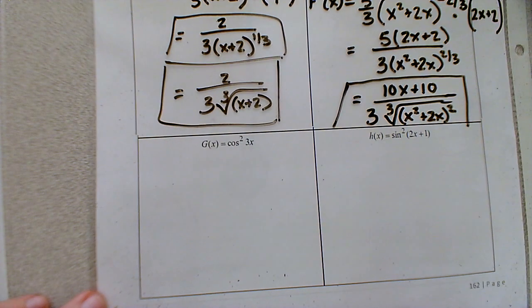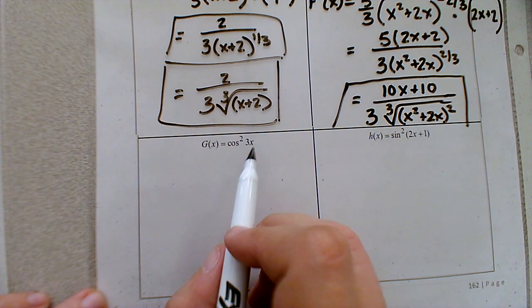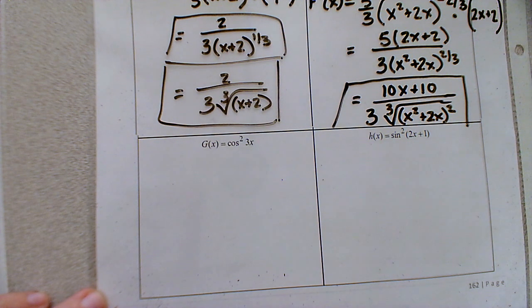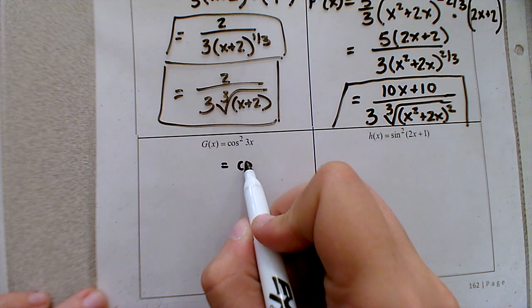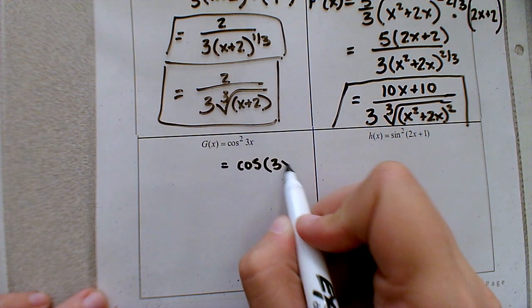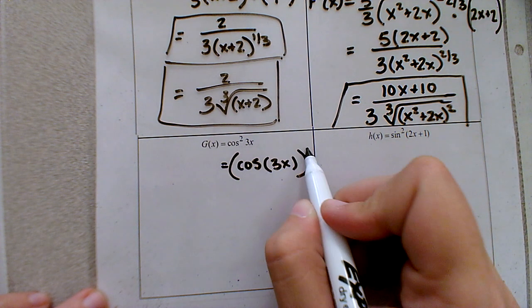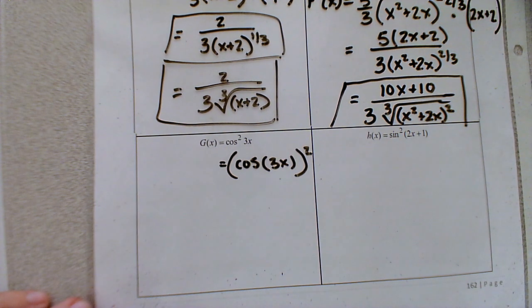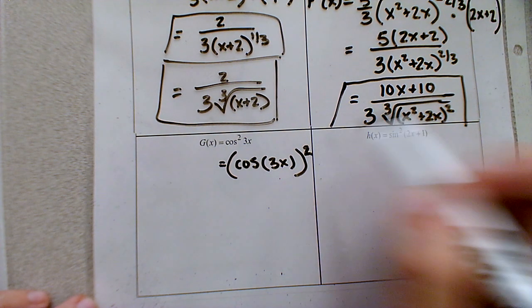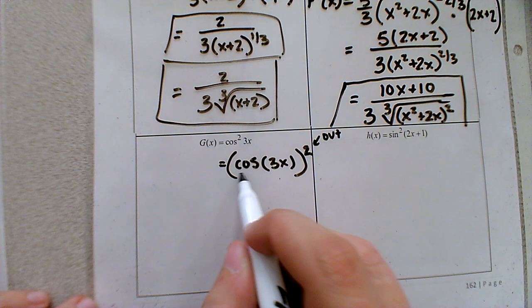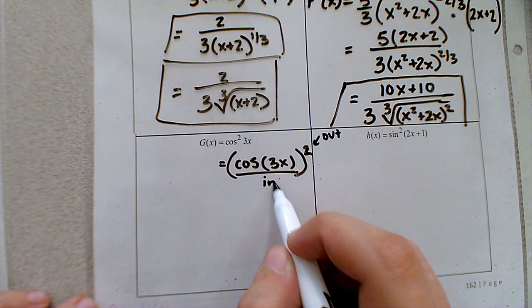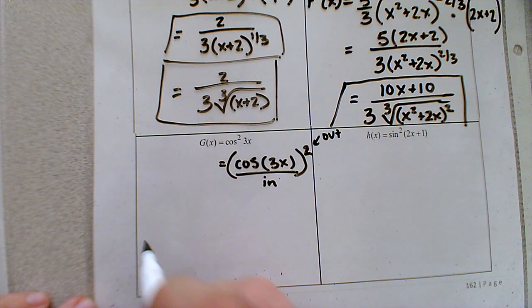All right, let's check out some trig examples. So trig are tricky, not only because it's trig, but also the way we denote certain things within the trig function. For instance, this power of 2 really means we have the cosine of 3x, that whole thing being squared. So if we take a look at inside versus outside, the power of 2 we can label as out, and then the cosine of 3x can be our in.